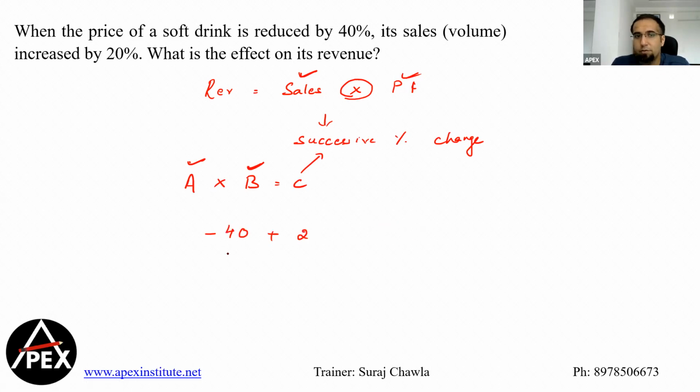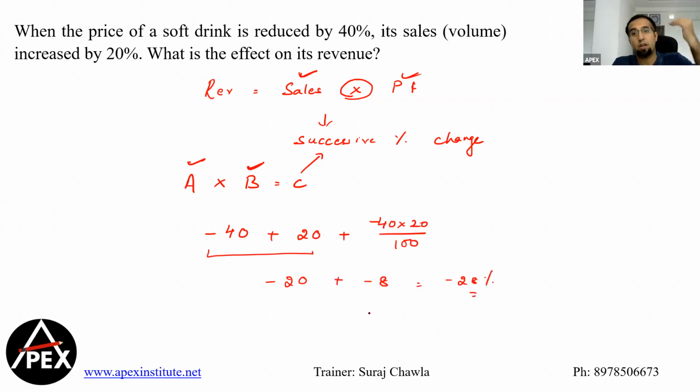divided by 100. So minus 40 and plus 20 would give you minus 20, and this would give you minus 8. So your answer becomes minus 28%. That means the revenue has dropped by 28%. Is this point clear with all of us, guys? Yep, let's solve this. I'll be back in a minute.